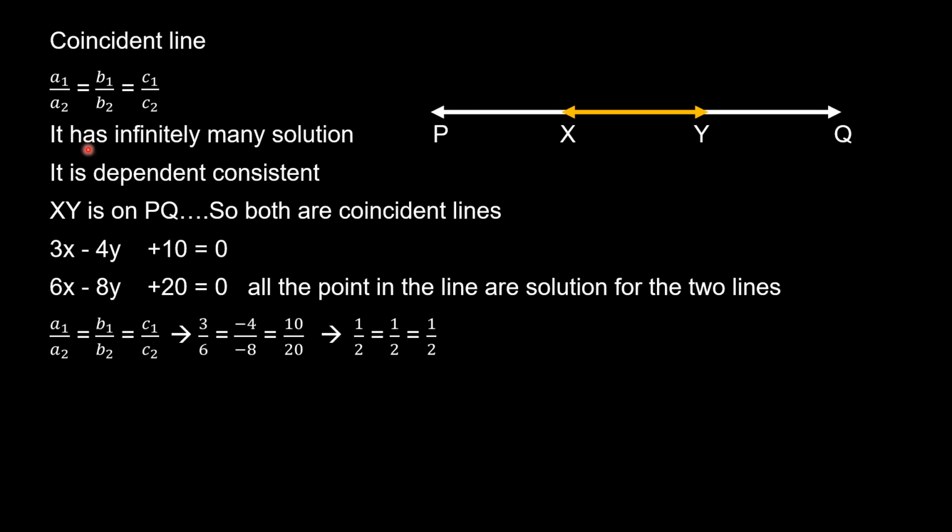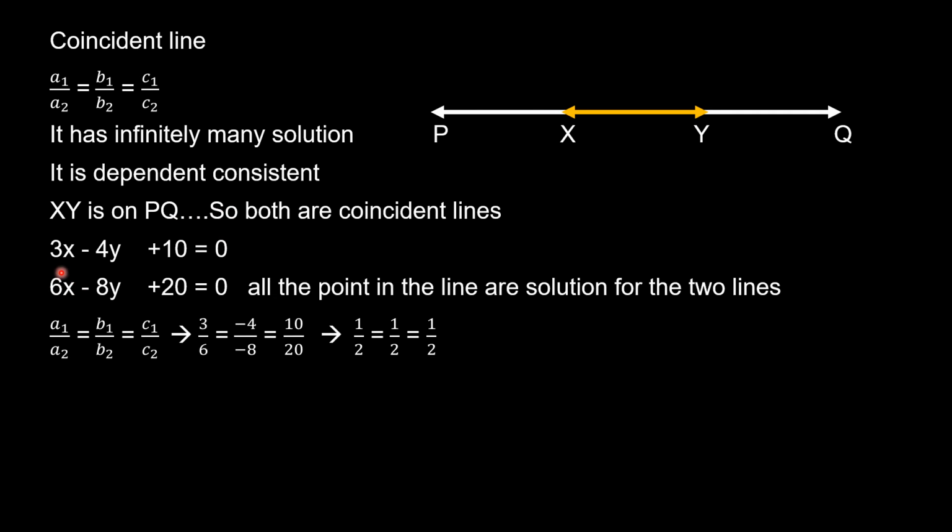So the condition for coincident line is this one, and the property is it has infinitely many solutions, that is each and every point is a solution, and it is dependent consistent. What is the meaning of dependent consistent? If one line is there, the other line will exist. So it is dependent consistent.